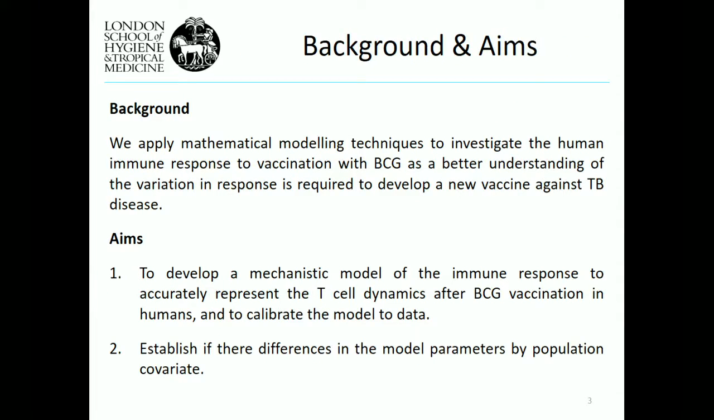I'd like to present an example of how we've been working on this at the school. We applied mathematical modelling techniques to investigate the human immune response to BCG vaccination, as we think a better understanding of the variation in response is required in order to develop new TB vaccines. We have 2 aims of this work. The first is to develop a mechanistic model of the T-cell dynamics following BCG vaccination, and then calibrate it to immune response data following BCG. The second aim is to establish whether the variation in the responses can be attributed to population covariates.